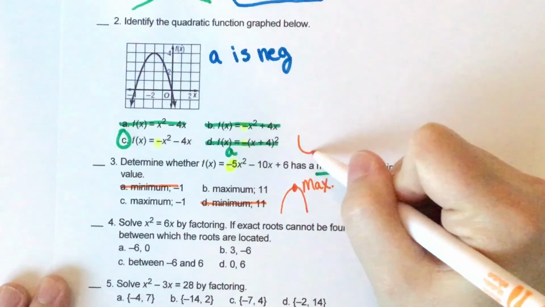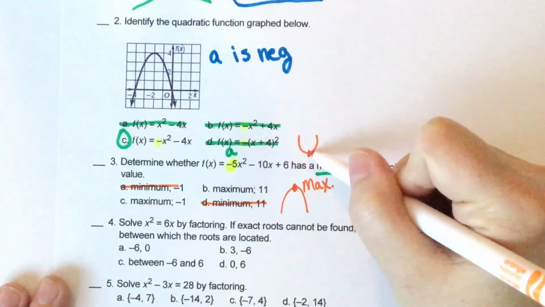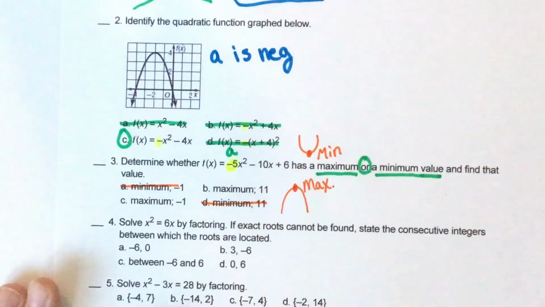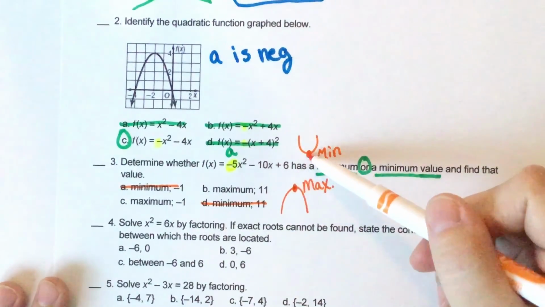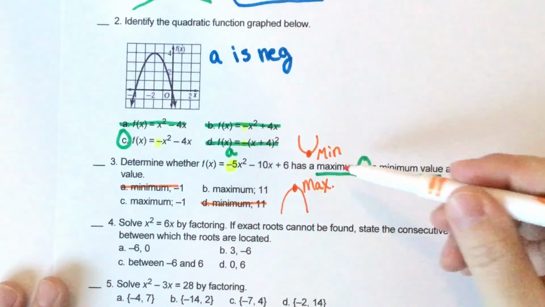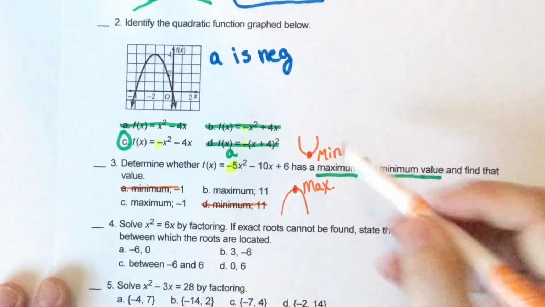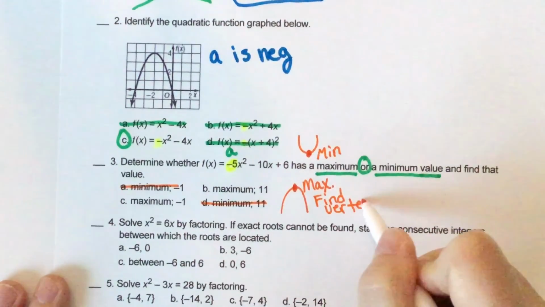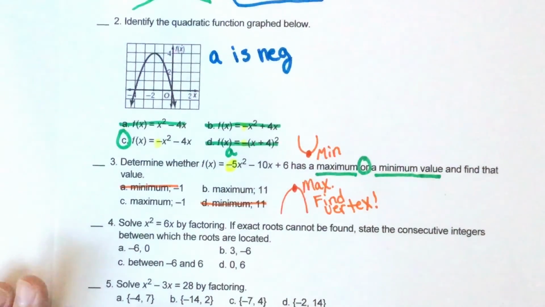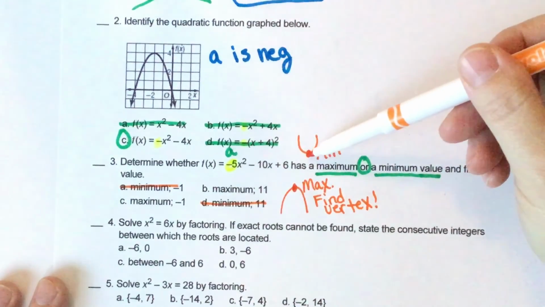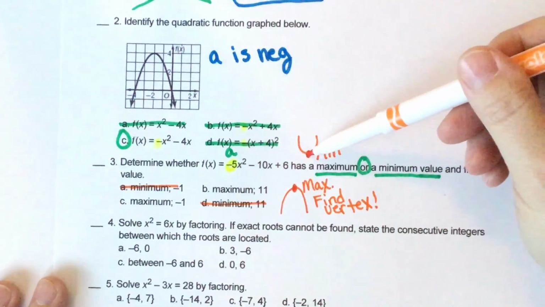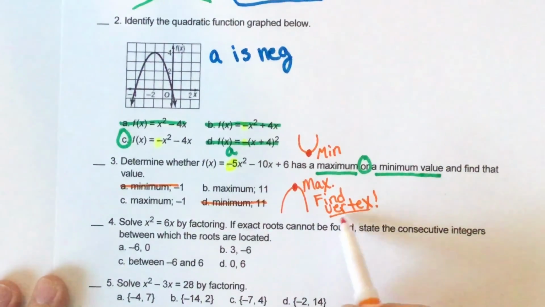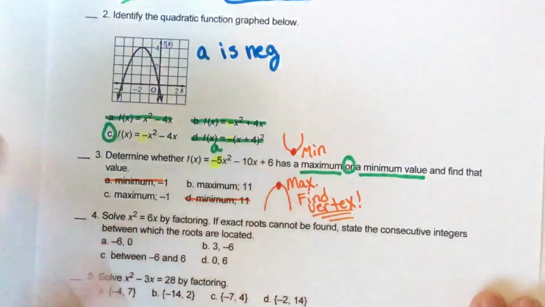Whether a graph opens up or opens down, the lowest point, which is called a minimum, and the highest point, which is called a maximum, take place at the vertex. So if you ever want to know the max or the min, you need to find the vertex. Any problem that says something about finding the max or the min is going to be the vertex, because the vertex is always the lowest point of the graph if it opens up, and always the highest point if it opens down. So max and min problems mean find the vertex.